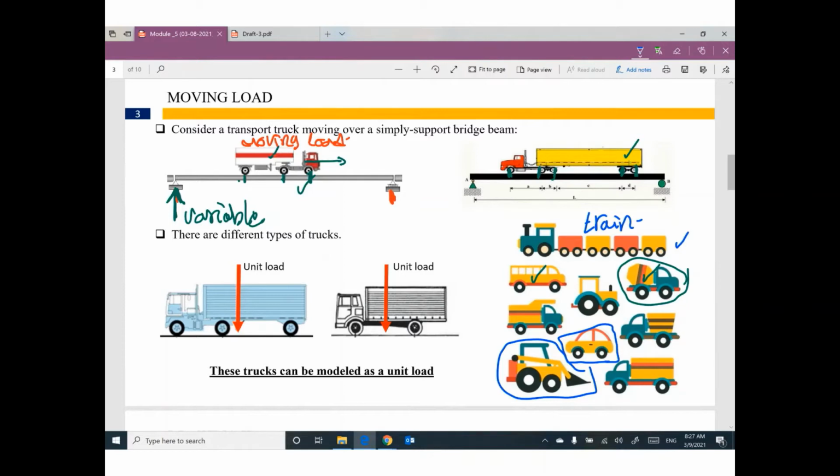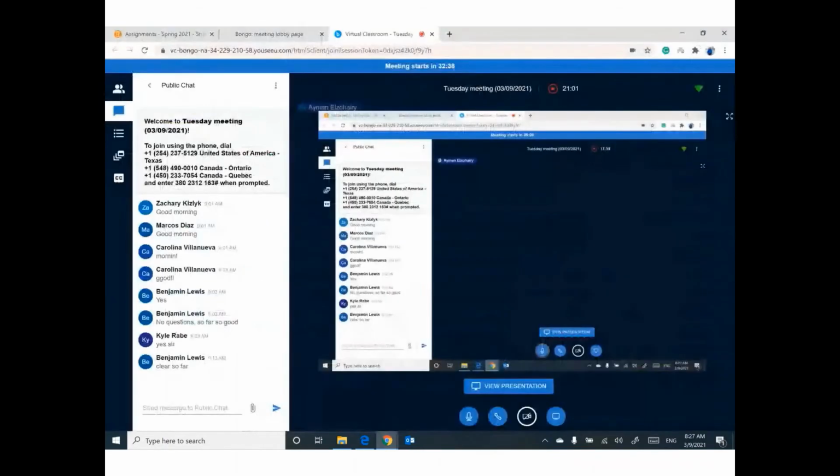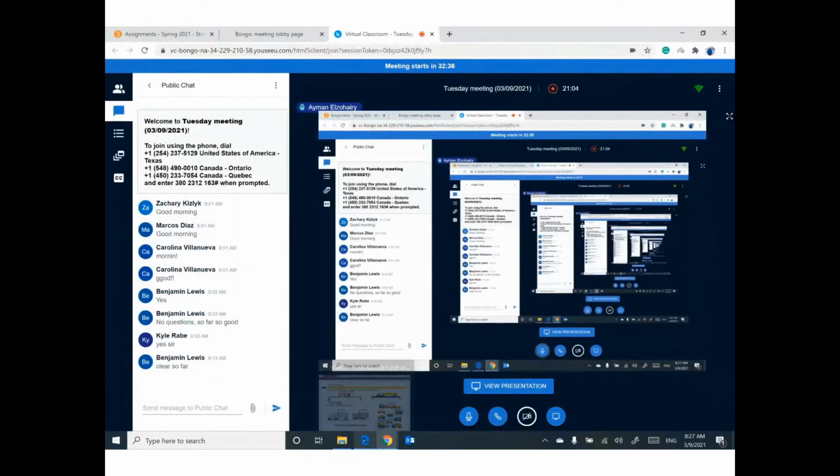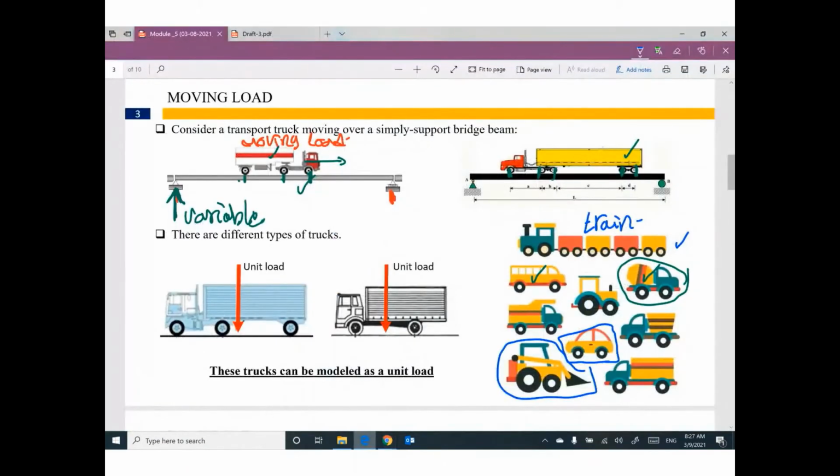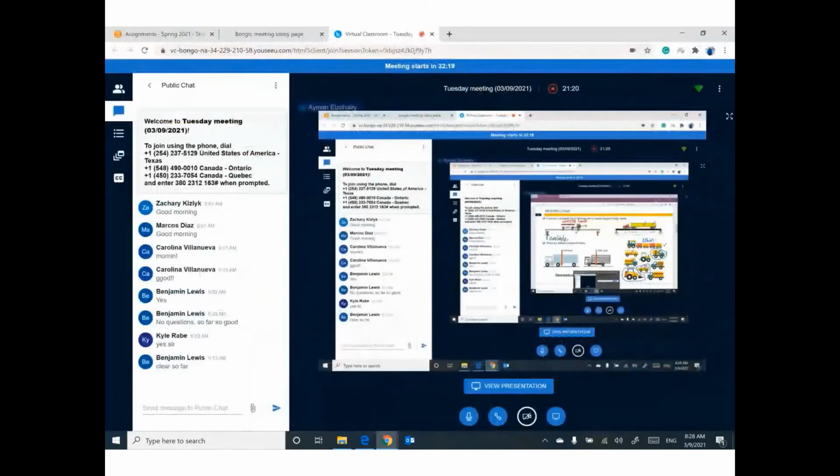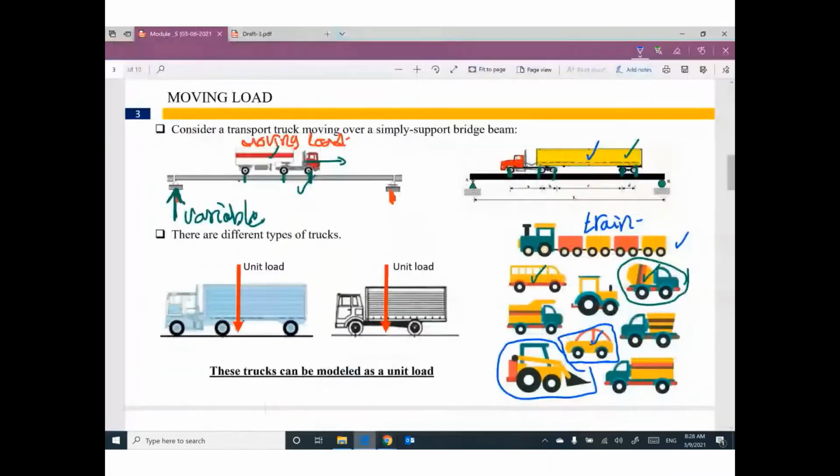Which car am I going to use to solve our structure? Do you think which one? Any answer? Anybody can tell me which car, which truck? What do you think? Which one will I use? Do you think I will use the biggest one or the smallest one? What do you think? Guys, anybody can answer this question?